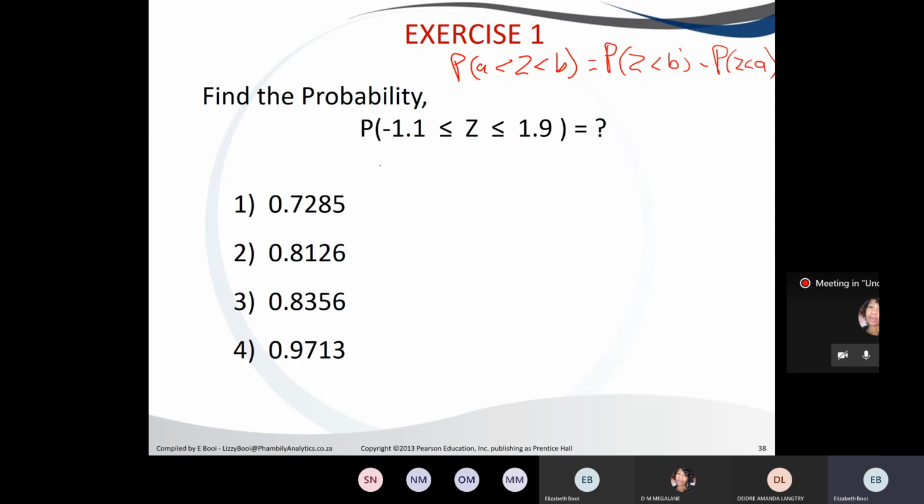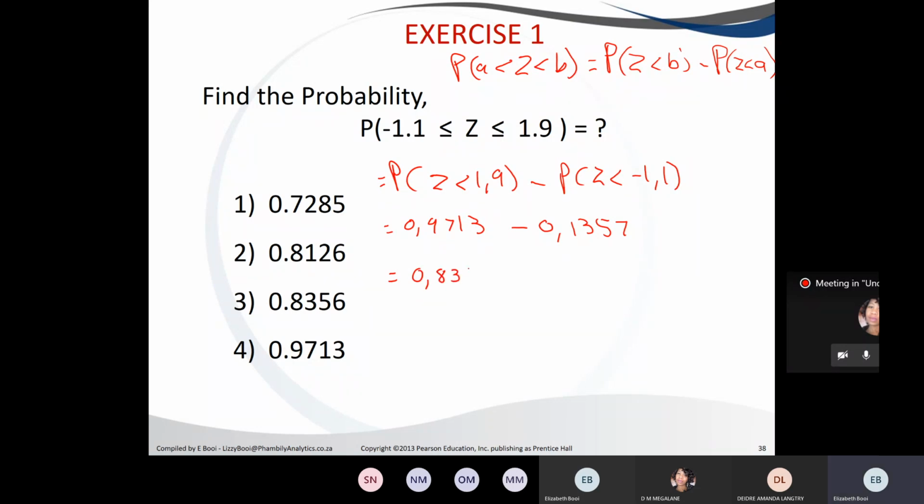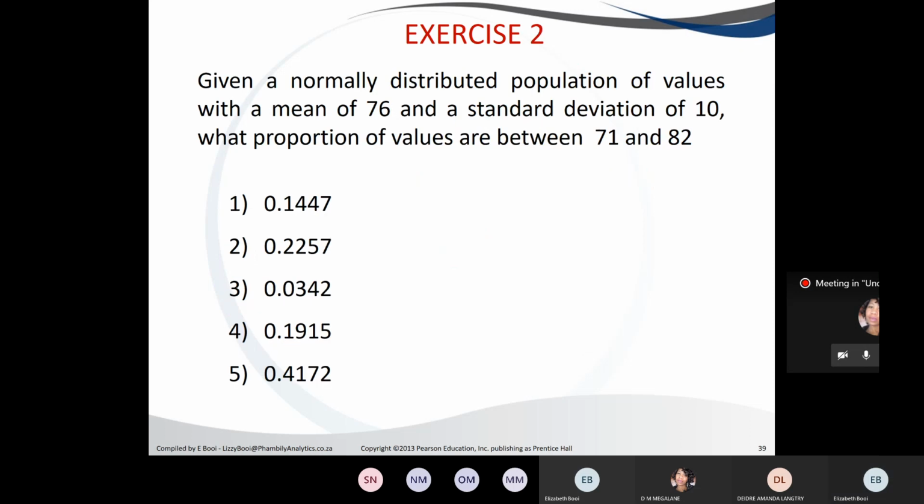Yes. So when we go to the table, we're going to find the probability that Z is less than 1.9 minus the probability we're going to find from Z less than minus 1.1. When we go to the table, we find that the Z less than 1.9 is 0.9713 minus the probability in the negative side of the table, 0.1357, which then gives us 0.8356. And that will be the probability of between. Here is your exercise.